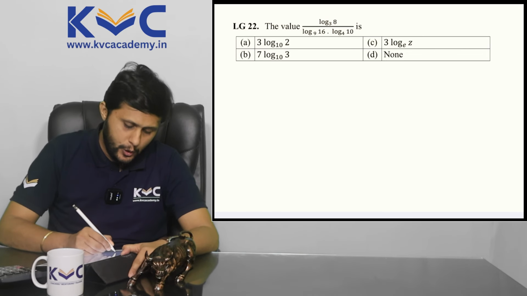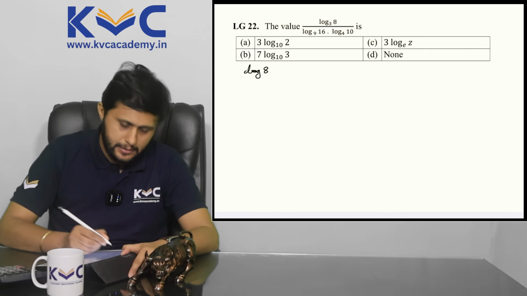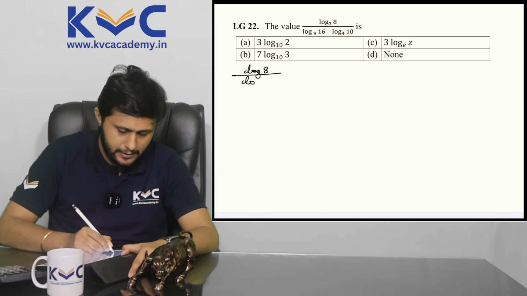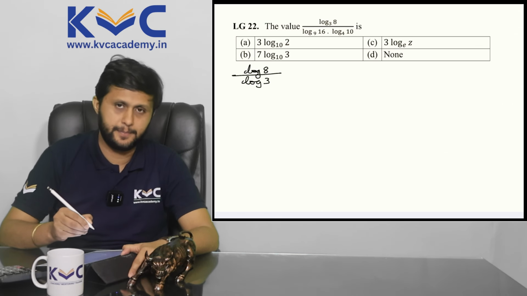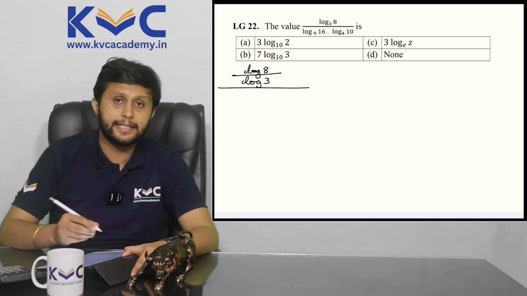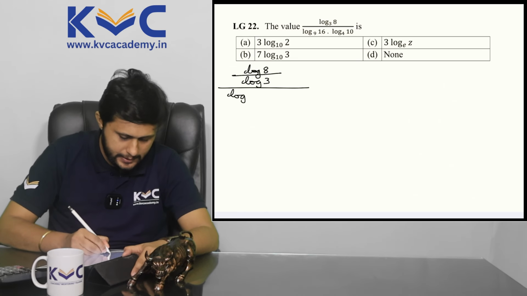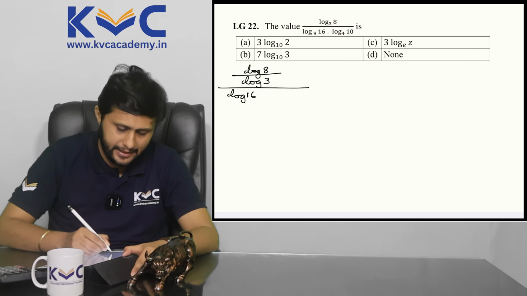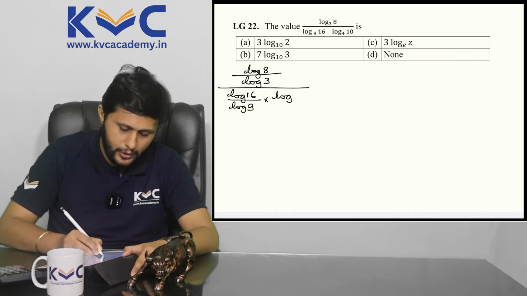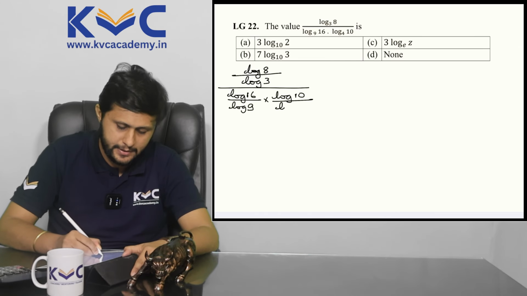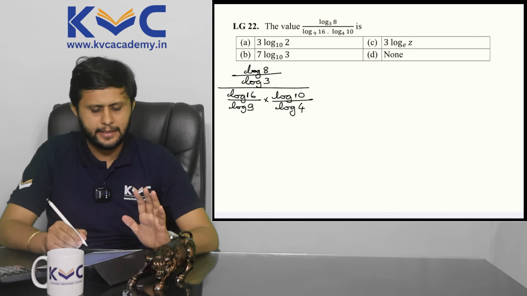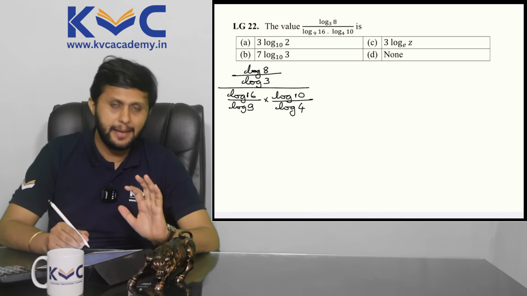Value of log 8 to the base 3. So I'll rewrite it as divided by log 3. I'm directly changing the base. All divided by log 16 to the base 9, divided by log 9, into log 10 to the base 4, so divided by log 4. I've just written everything by changing the base.